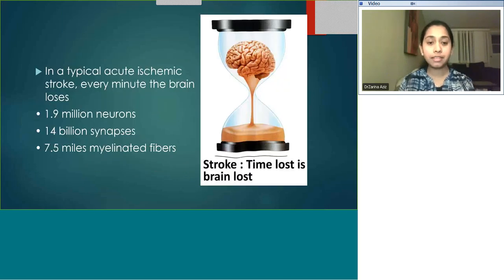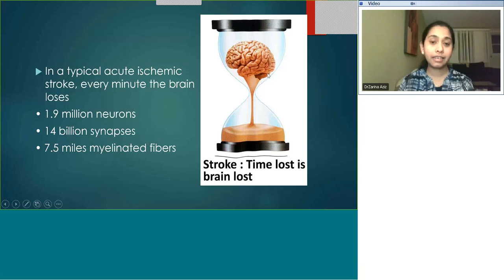So what happens is, in a typical acute ischemic stroke, every minute the brain loses 1.9 million neurons, 14 billion synapses, and 7.5 miles of myelinated fibers. This is very, very significant. That means time lost is brain lost.